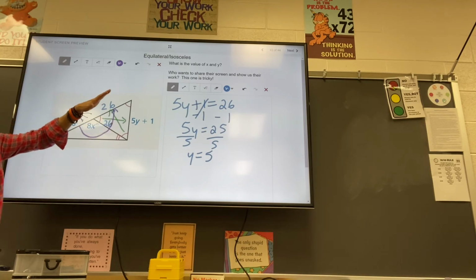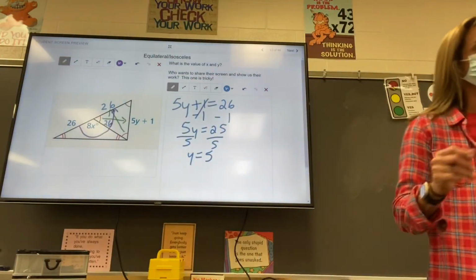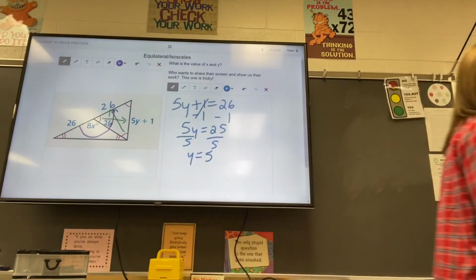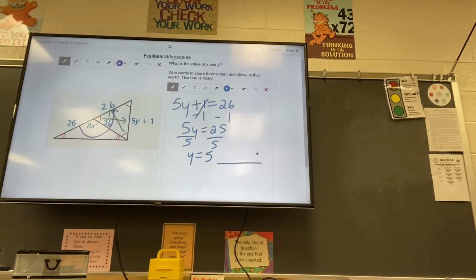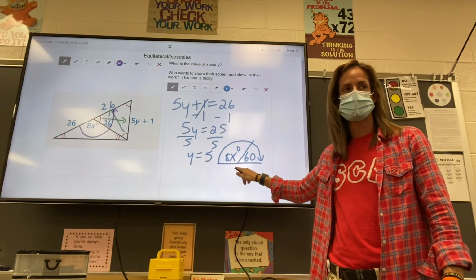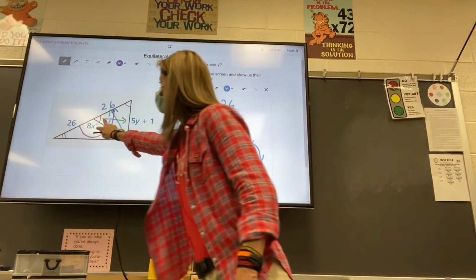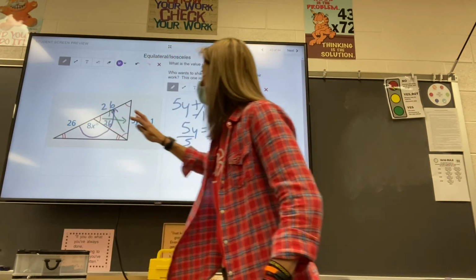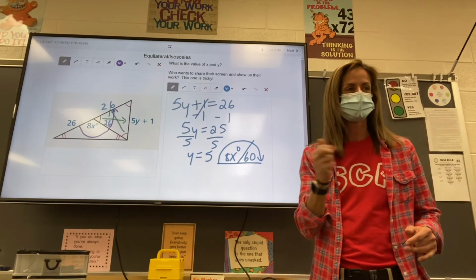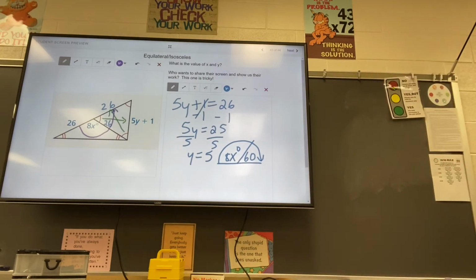I've seen you guys do this many times, so I know you know how to do it. Okay, I'm going to draw it. This is 8x degrees, and this is 60. Together, they're 180. So how do we write an equation from this diagram? Anyone? What do you think? 8x plus 60 equals 180. Let's do it.